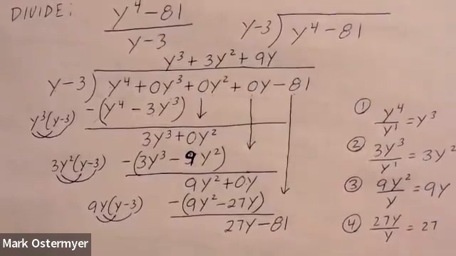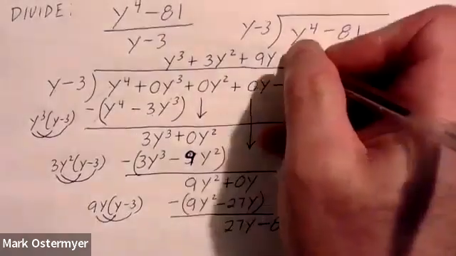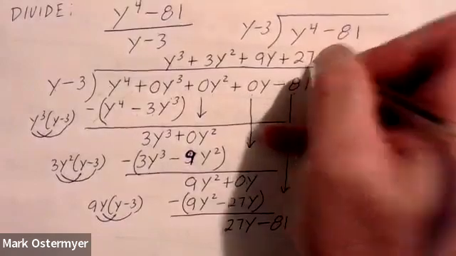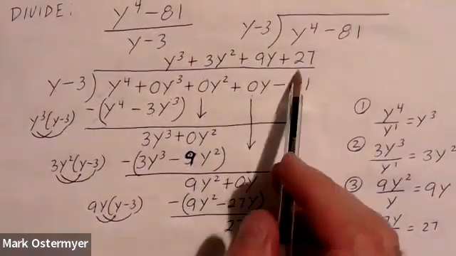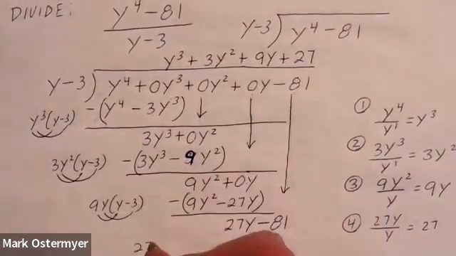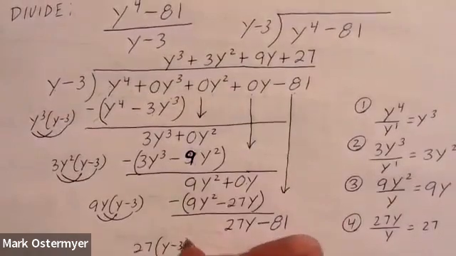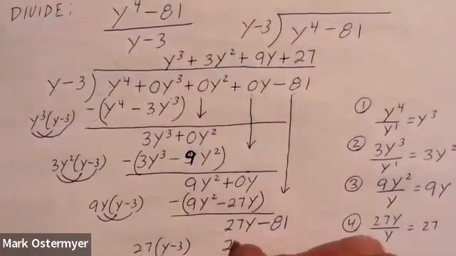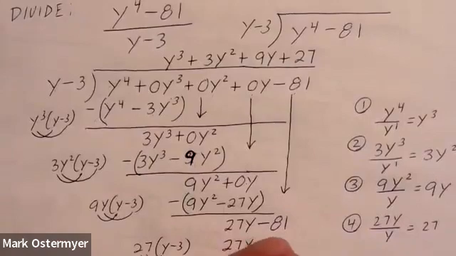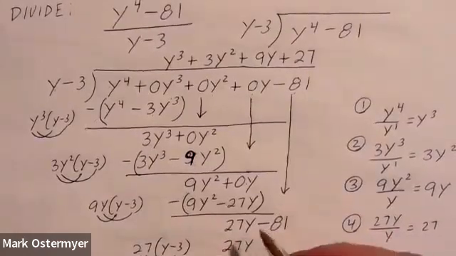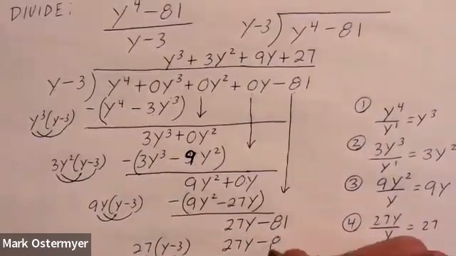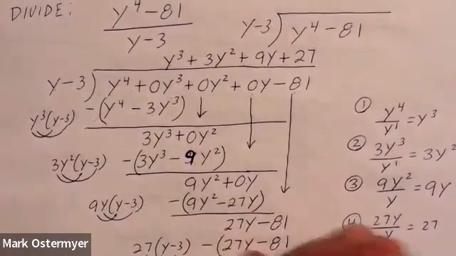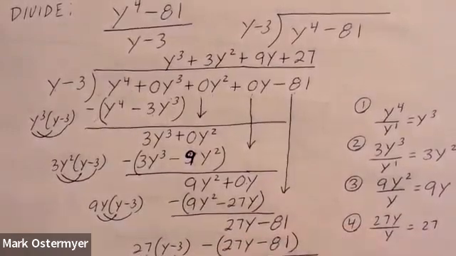Divides in 27 times, do you agree? Plus 27 now is the next term in our quotient. Take the 27, multiply it by the divisor, and what do we get? 27 times y, 27y. 27 times -3, -81, I believe. Subtract off the whole polynomial.